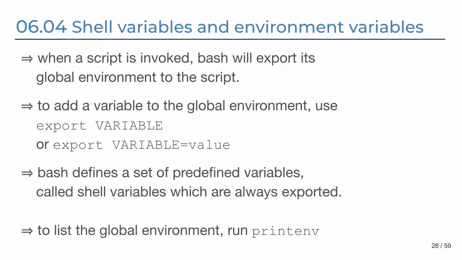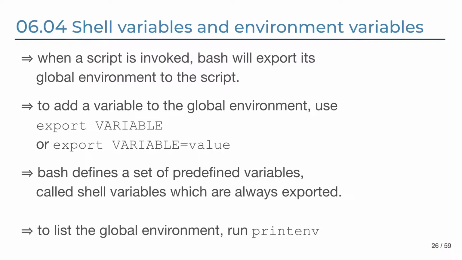However, something interesting happens now when we execute a script using the bash shell. Whenever we invoke a script, bash will export its global environment to the script. So that means, I first was talking about a local environment, and there's also another kind of sub-environment of the local environment, and that's the global environment. And that is variables that are destined to be exported to the script. And so how does that work? Well, we can either just run the command export variable, which will add the variable from the local environment also to the global environment, or we can do it in a one-liner, where we export a variable with a value, like in this case.